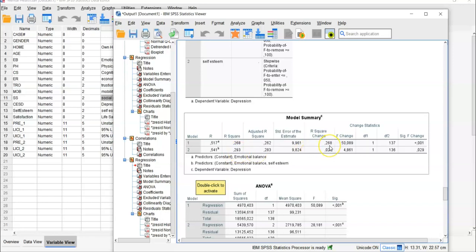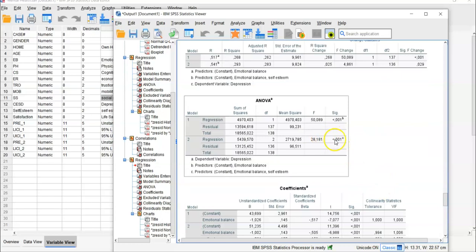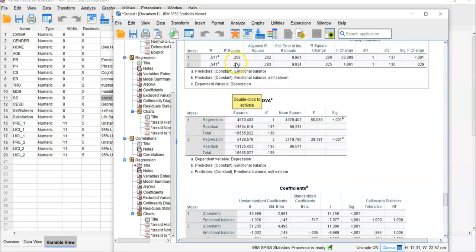So the first one, only emotional balance, is 26.8%. But with the self-esteem, it's not much, but about 2.5% is added. So finally, that becomes 29.3%. And also the F change is significant. So we took these two factors, the emotional balance and the self-esteem, as the ANOVA table also shows that it is significant. So we will take model 2 because that increased the R square.